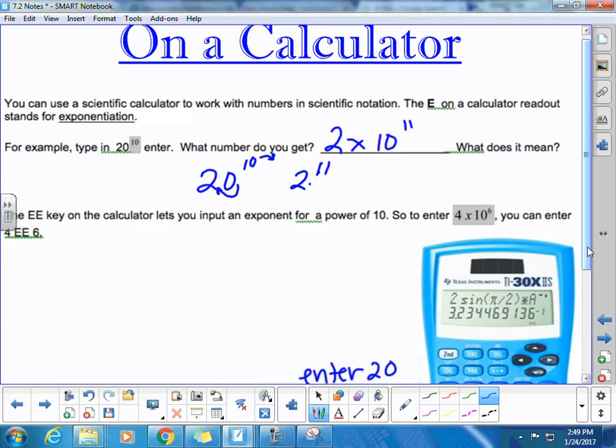Now enter 4 times 10 to the 6th. If you want to enter that into your calculator, you can hit 4, hit the second button again, and that's double E. And then you'd hit 6, and you'd get it to enter out 4 with 6 zeros. 1, 2, 3, 4, 5, 6.